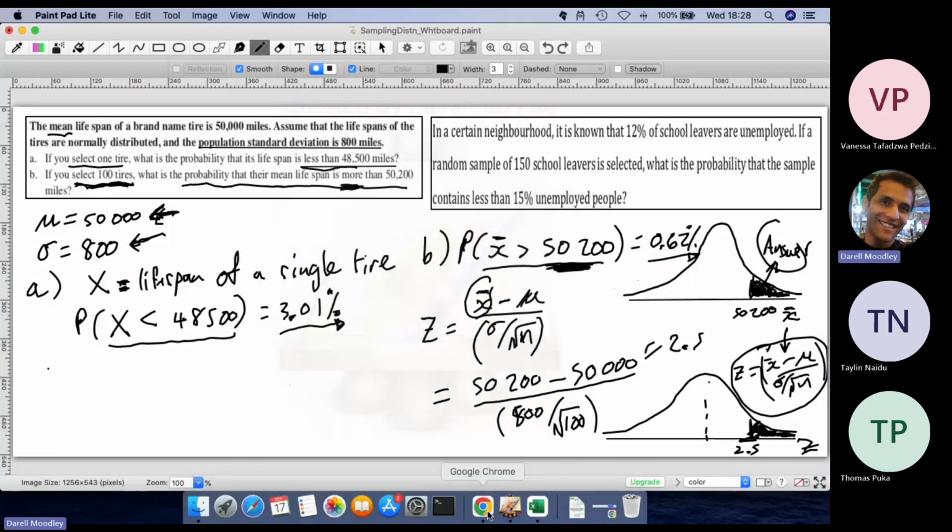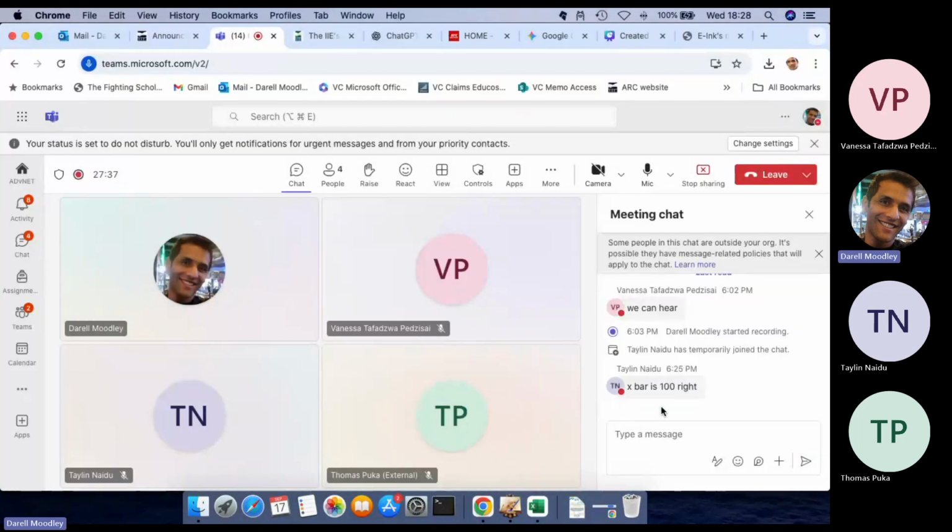Everyone understand? Any questions? X bar 1. No, Taylor, X bar is not a value. It's not a fixed value. It's a variable. 100 is just a sample size.